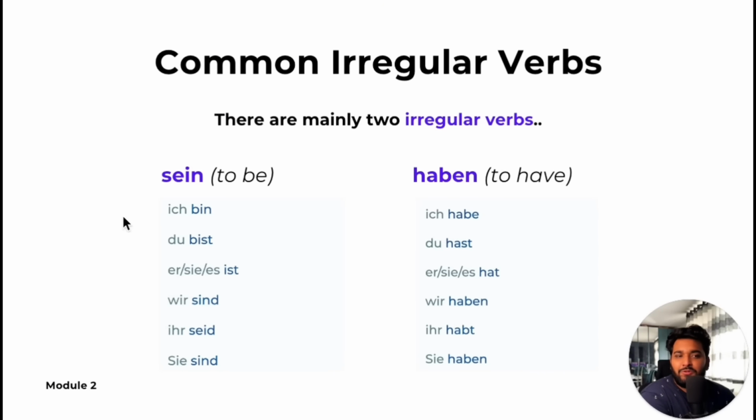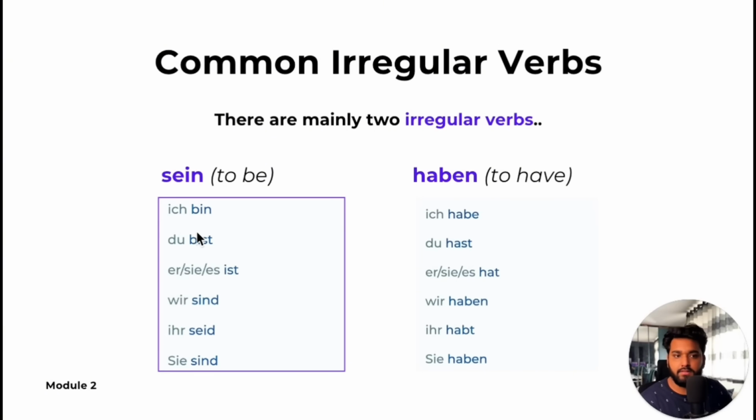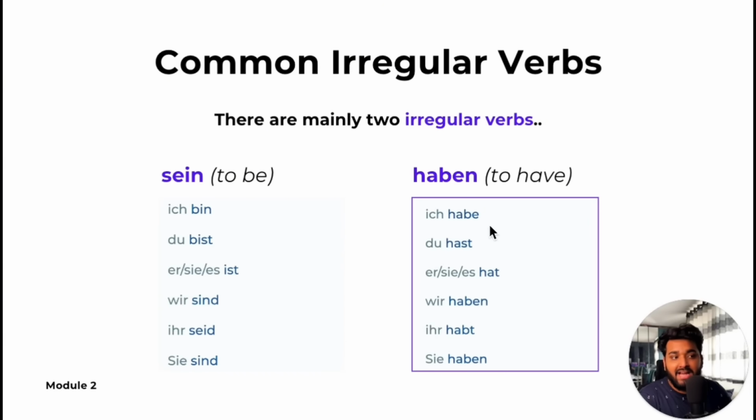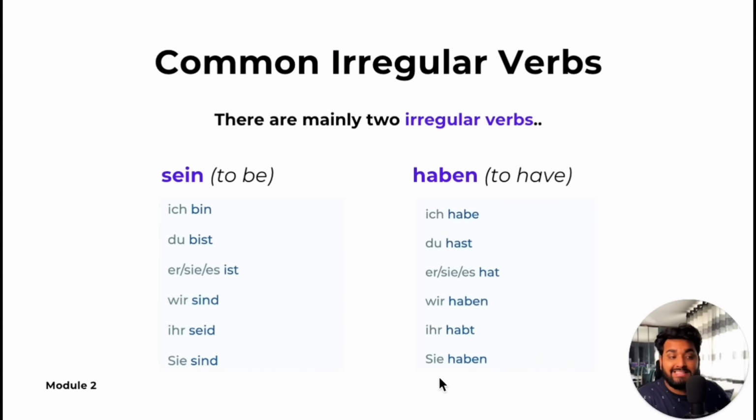Unfortunately, there are no rules for this verb conjugation, but you can just learn it as it is. Ich bin, du bist, es ist, wir sind, ihr seid, sie sind. The same goes with the haben verb. Ich habe, du hast, es hat, wir haben, ihr habt, sie haben.